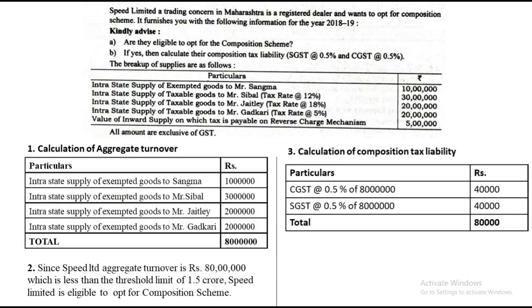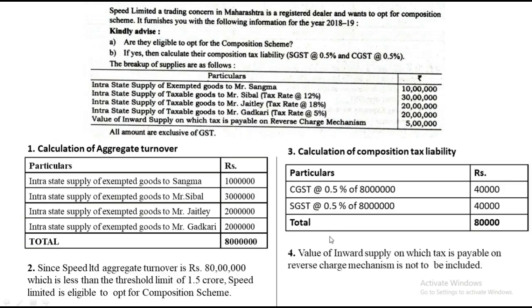So we have calculated both: whether they are eligible, and secondly the tax liability. And lastly we mention in step number 4 things that we haven't taken. So the value of inward supply on which tax is payable on reverse charge is not included. So with that our second sum is also cleared. Again, very simple, just need to follow these 4 steps and you will be able to solve any sum based on this particular topic at the university level.